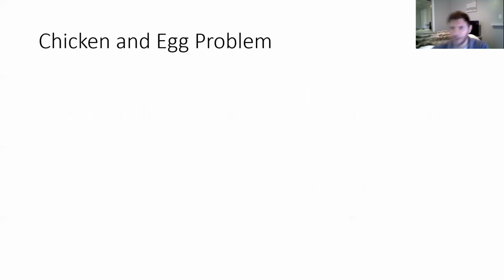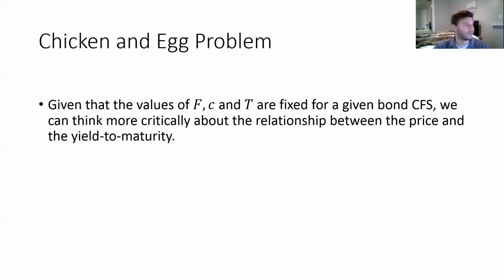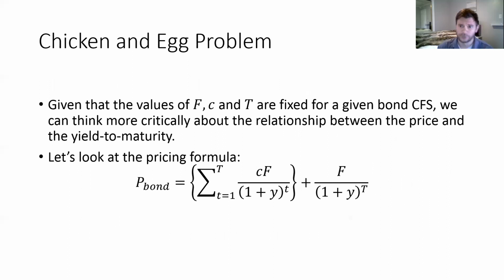All right, now we're going to talk about a little weird idea here. It's a little bit of a chicken and egg problem related to the price of the bond and the yield of the bond. But again, given the face value, the coupon rate, and the time to maturity, we could think critically about the pricing formula here. So I'm going to write it out in the summation form where it's a little bit easier, I think, to see the point I'm making. But for a given bond contract, F, C, and T are going to be fixed parameters. Okay, and if F, C, and T are fixed, the only variables that we could think about changing now are Y, the yield, and the price.